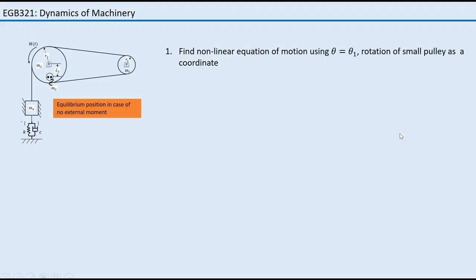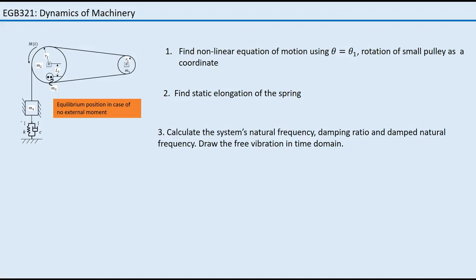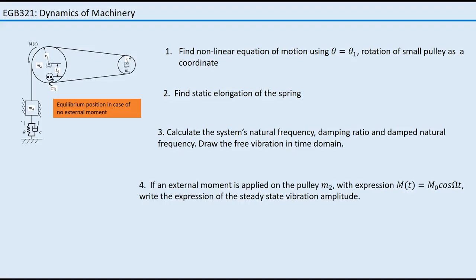So we need to find the nonlinear equation of motion using theta equal theta 1, rotation of small pulley, as a coordinate. We need to find static elongation of the spring. We need to calculate the system's natural frequency, damping ratio, and damped natural frequency. Also, we need to draw the free vibration in time domain. Finally, if an external moment is applied on the pulley M2 with expression MT equal M0 cos omega t, write the expression of steady state vibration amplitude.